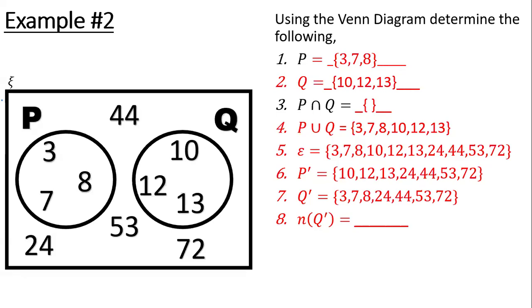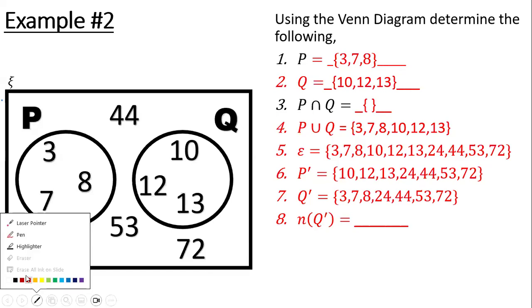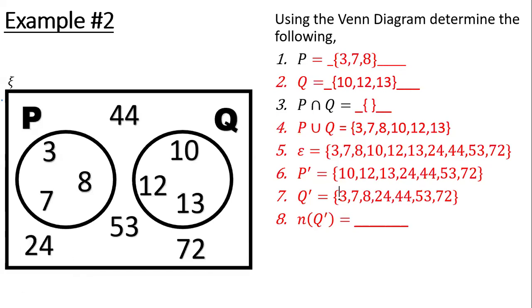Okay, no problem. All right, so this means the number of elements inside of Q complement. And what is the number of elements inside of Q complement? Let's count. That's going to be what? 1, 2, 3, 4, 5, 6, and 7. So that means the number of elements in Q complement is what? 7.